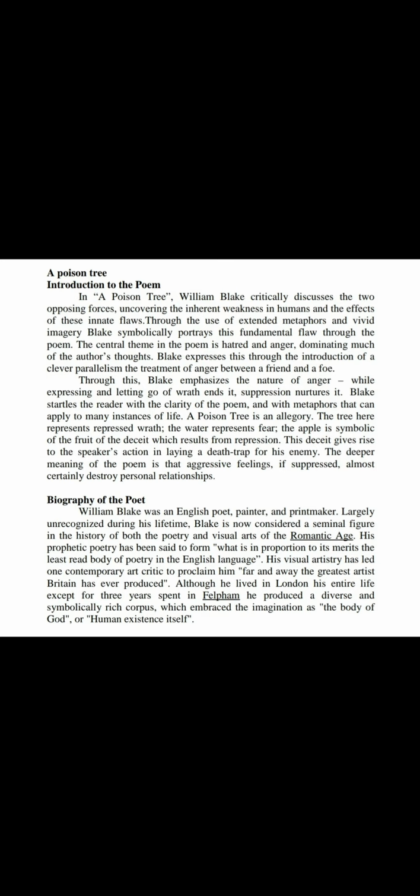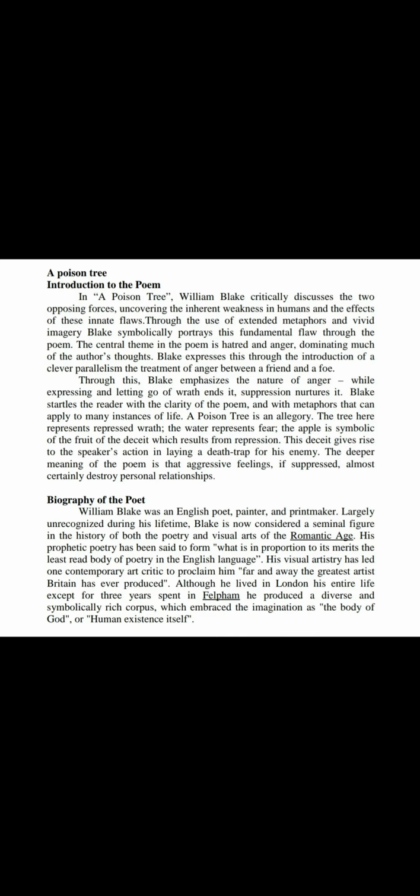The tree here represents suppressed wrath. The water represents fear. The apple is symbolic of the fruit of the deceit which results from repression. This deceit gives rise to the speaker's action in laying a death trap for his enemy. The deeper meaning of the poem is that aggressive feelings, if suppressed, almost certainly destroy personal relationships.